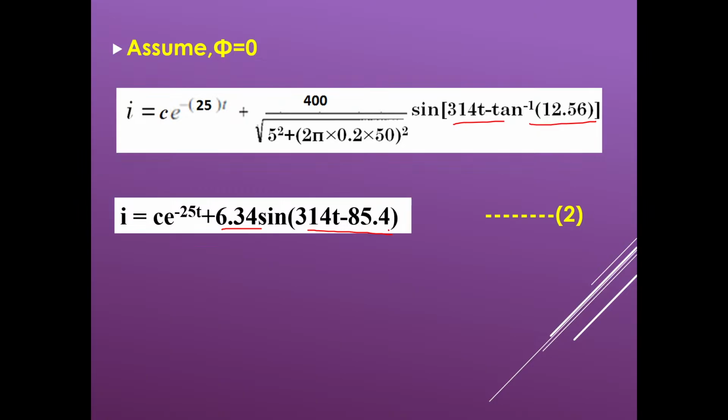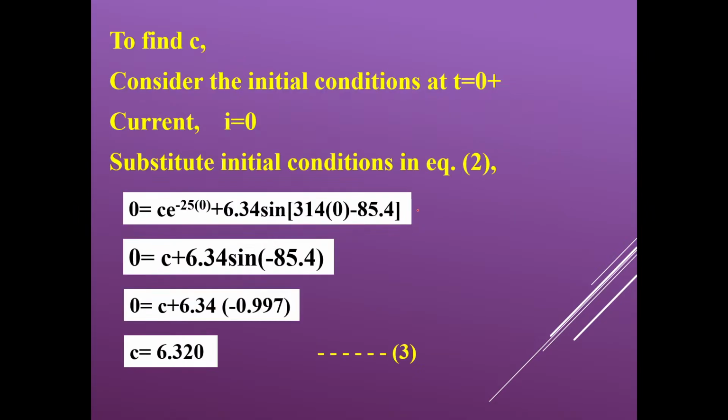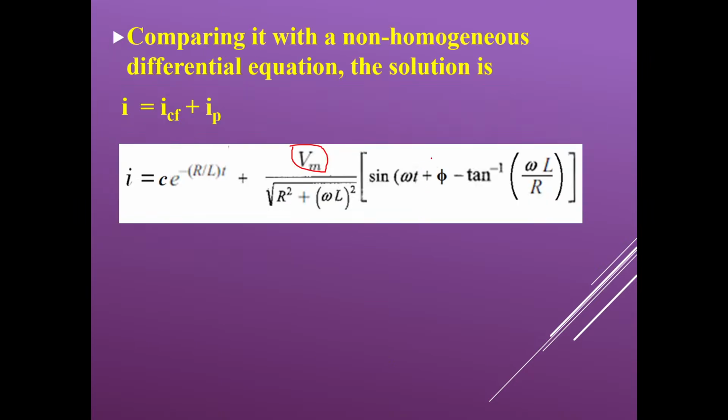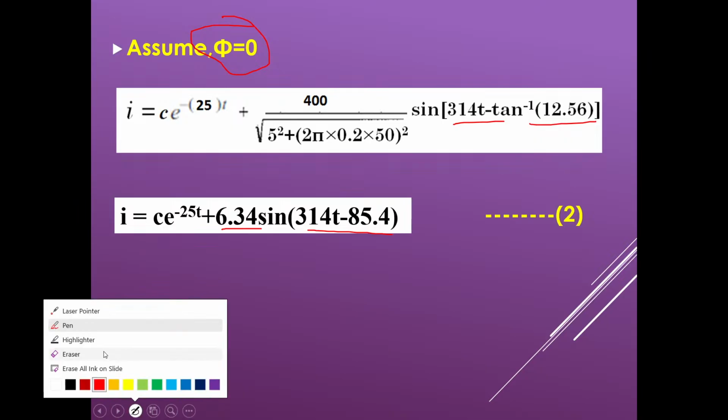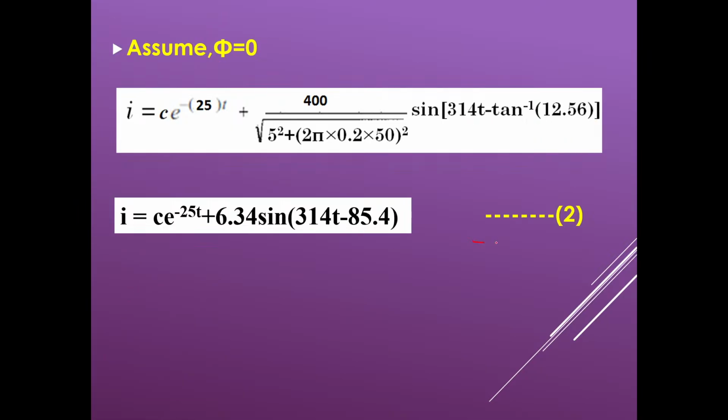So here actually I have neglected phi value. I forgot to tell you. I have neglected phi because I don't know phi values. So neglecting phi, I have substituted omega value, L value, R value and Vm value. If you substitute and simplify, you will get this expression neglecting phi value. So after neglecting phi, I have assumed phi equal to 0. I have got this equation 2.